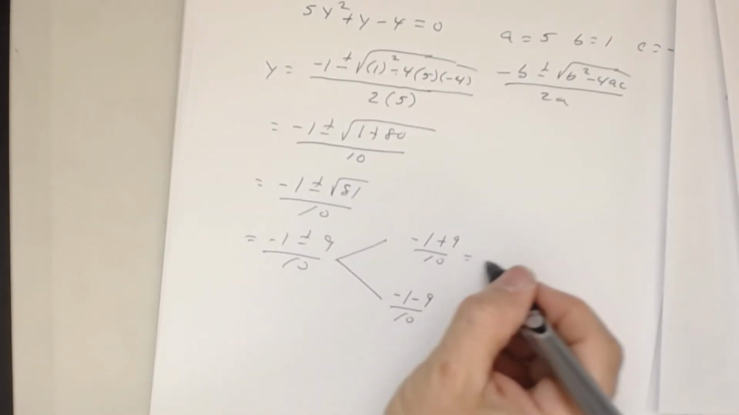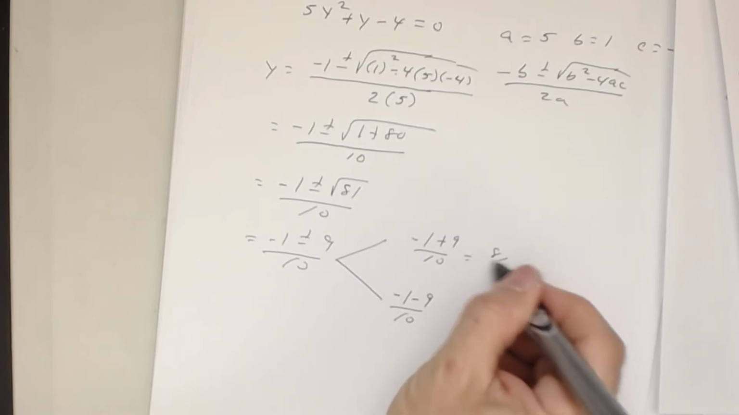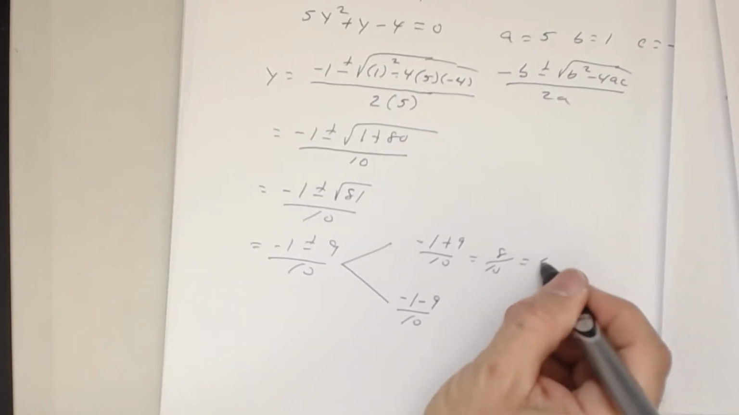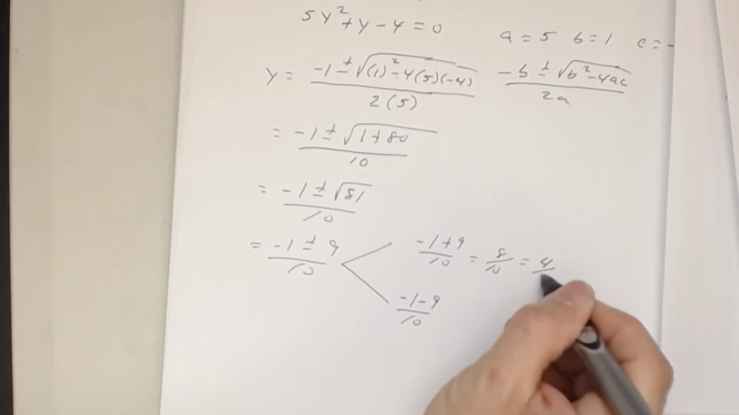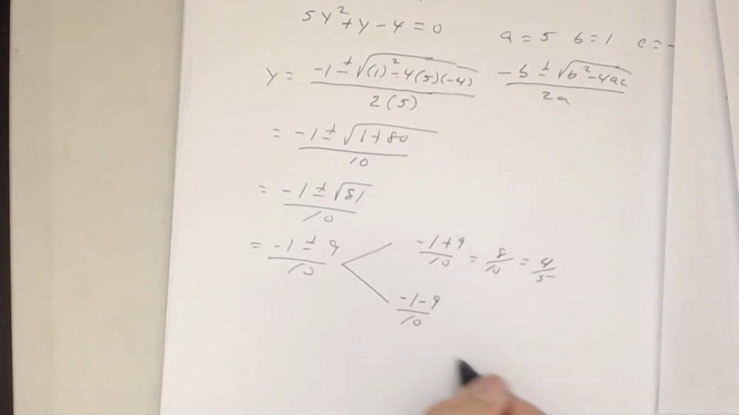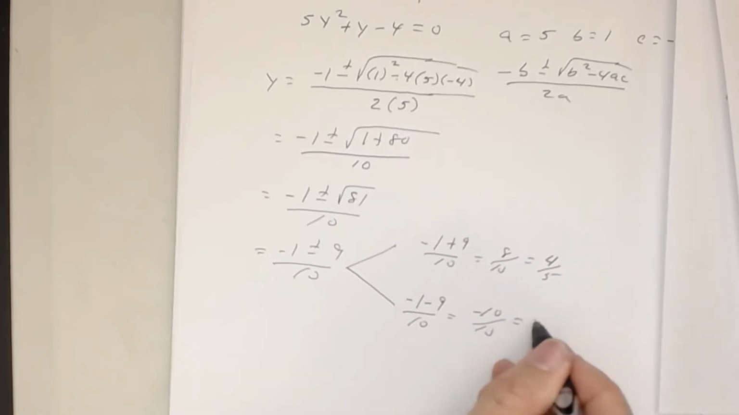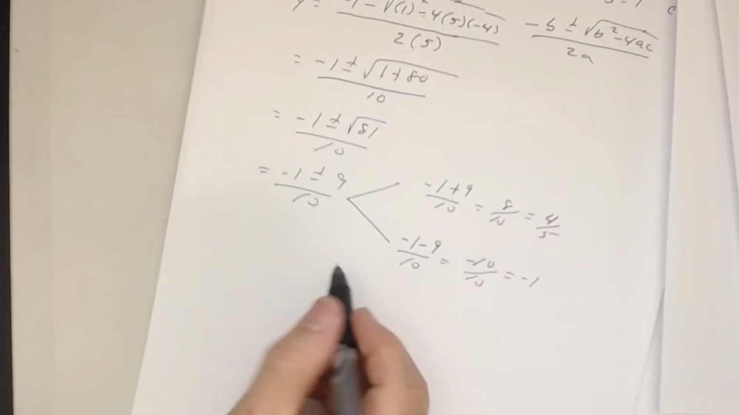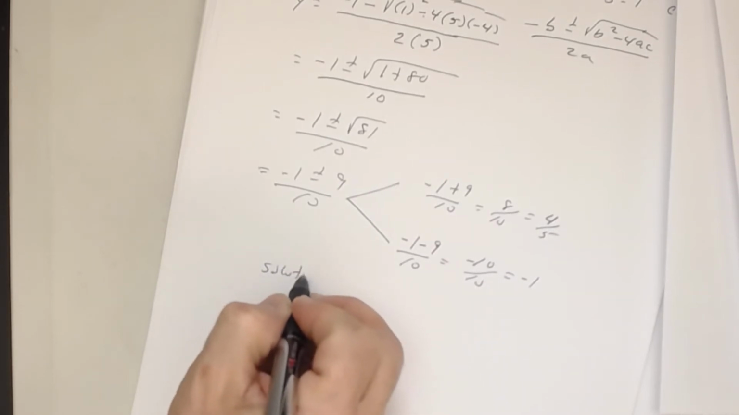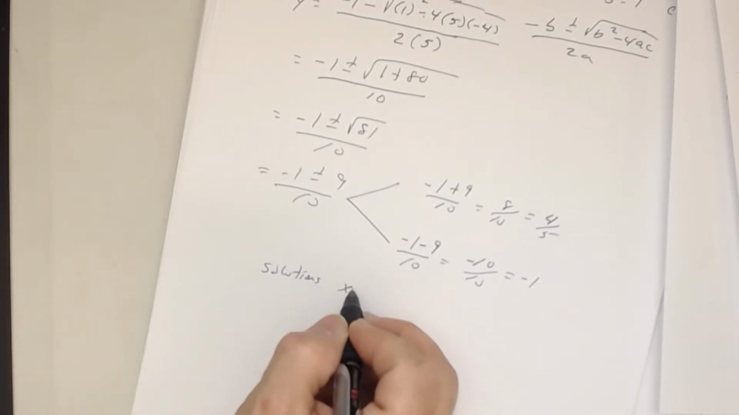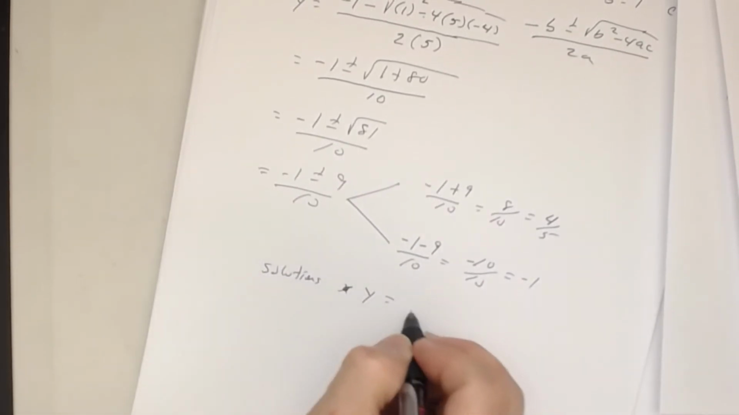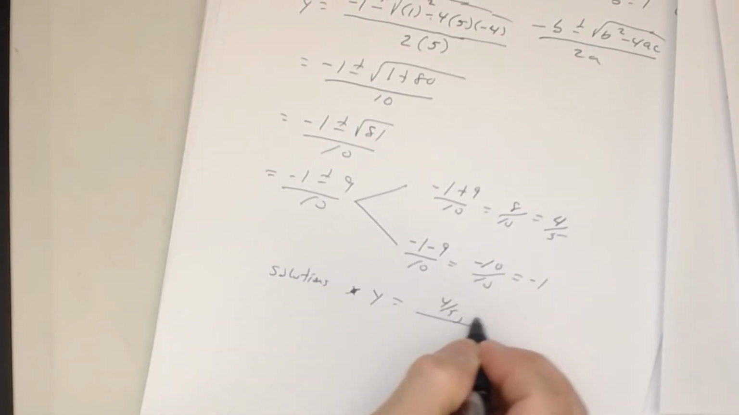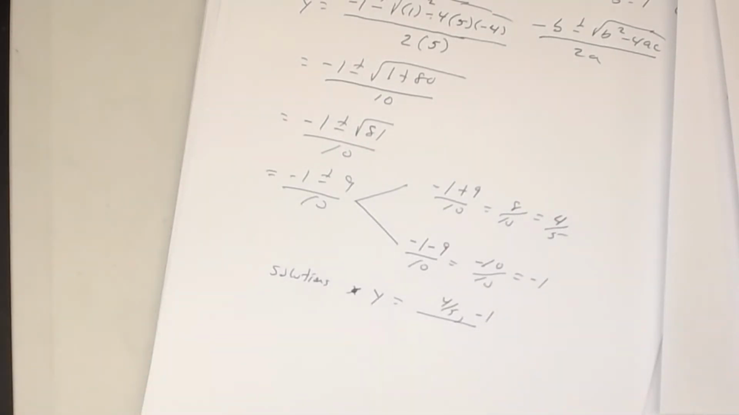What's the numerator of that first one? 8. 8 over 10, which reduced is 4 fifths. Next one. Negative 10 divided by 10, which is negative 1. So you found your solutions. My solutions are y equals 4 fifths and what? Negative 1. There's your solutions.